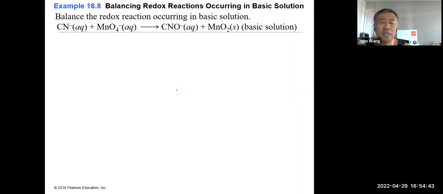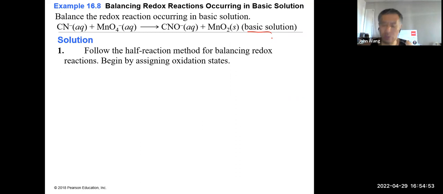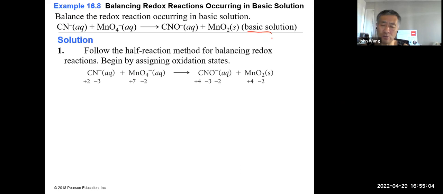So for this equation, it's a redox, and you want to balance it in basic solution. Again, follow the procedure: you will rewrite this equation into two equations. One will be the oxidation, the other one the reduction. To do that accurately, you will assign the oxidation numbers first. How you assign the numbers, you review in the previous few slides.